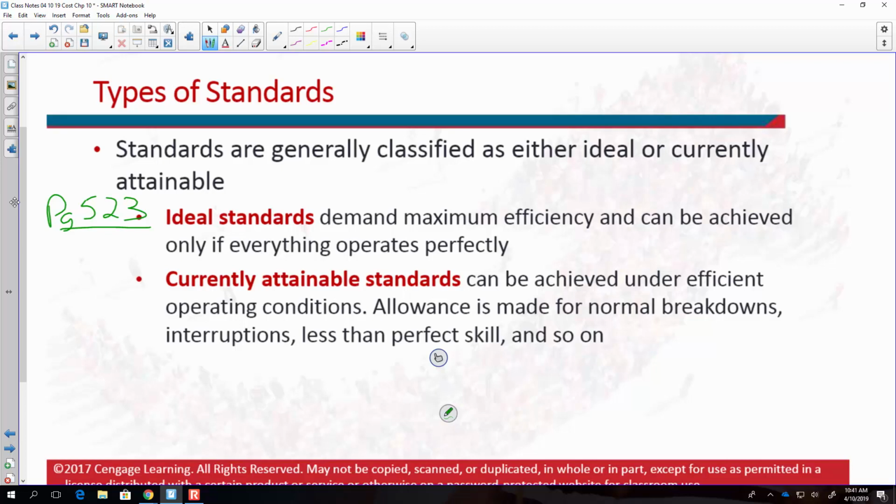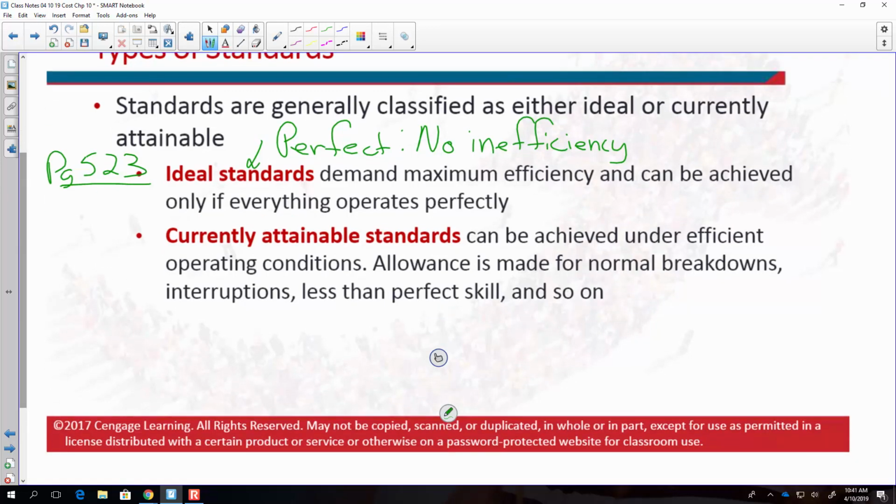But two types of standards are ideal, which means perfect. In other words, no inefficiencies, no downtime, nobody calls in sick, nobody's late, nobody's taking a lunch break, right? So those are perfect, ideal situations. Well, that's not possible to hit those standards. You don't want to set a standard that's way too high and nobody even tries to attain it, right? Or get to it.